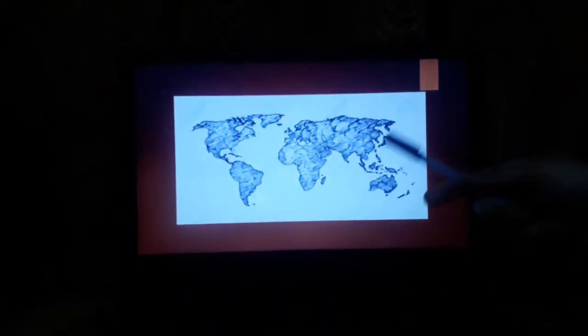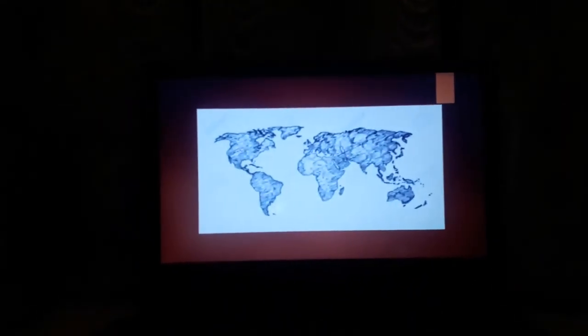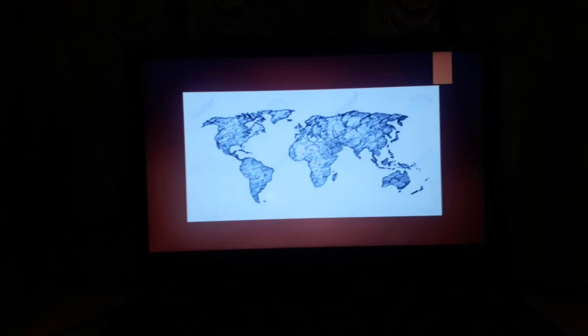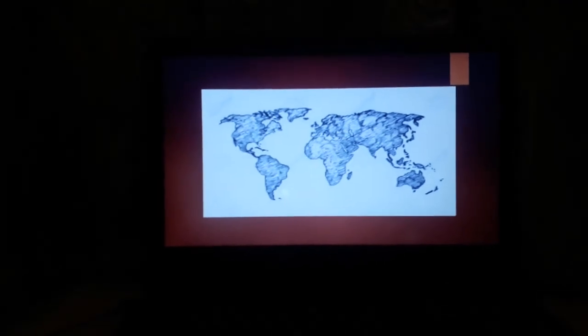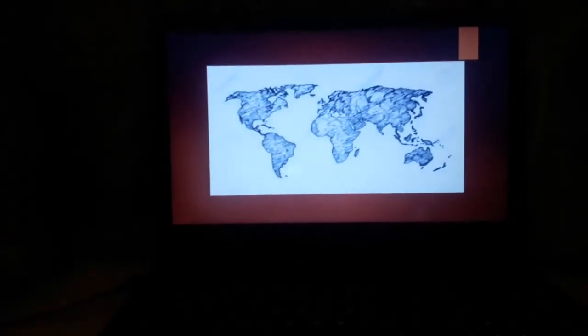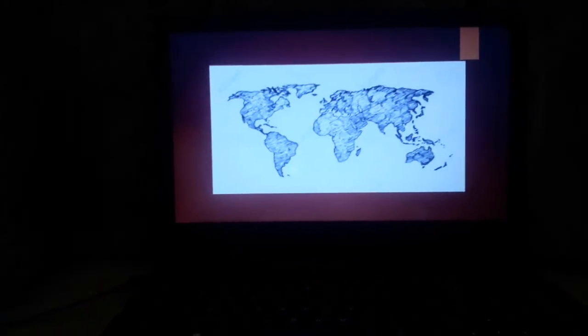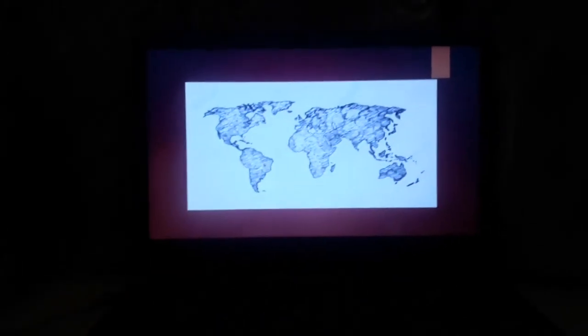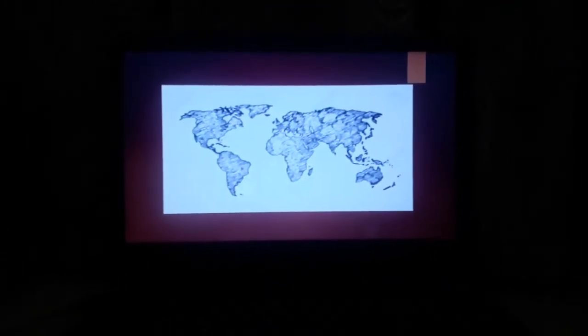Now you can see a sketch of the world map, which is almost like a normal map, where we can get a proper understanding and clarity.